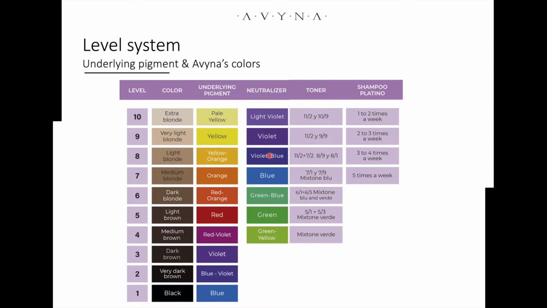So you're going to leave the hair green. It is really important that you always use both or you use the correct one. For example, here you have yellow at a level 9, so you have to neutralize it with violet. If you use a blue toner, you are going to get a green pigment. So it is really important that you know your colors, you know Avena's colors, so you know which ones are the violets, which ones are the greens, and which ones are the blues.